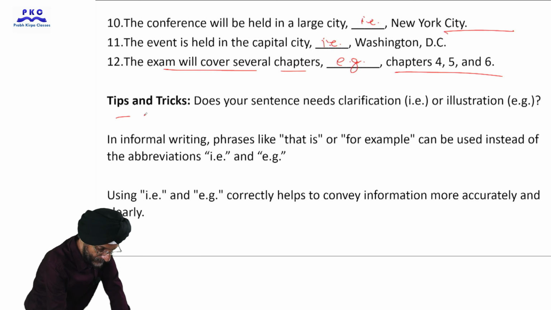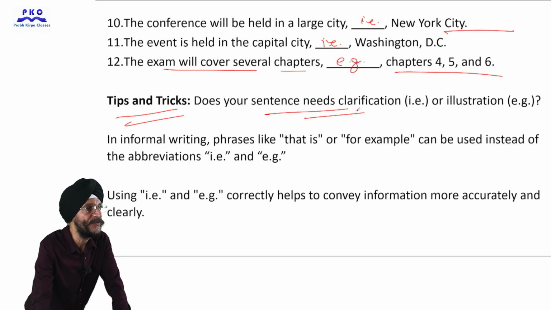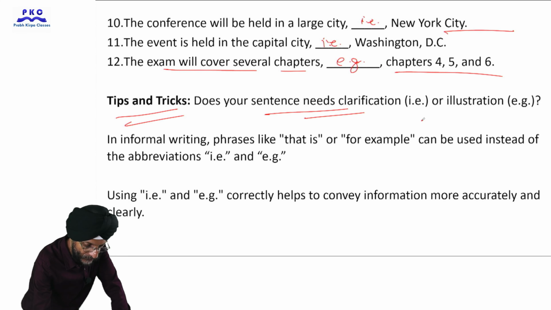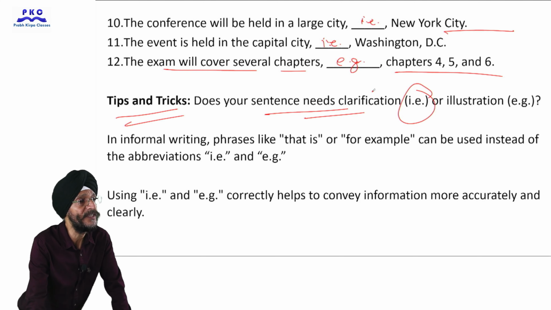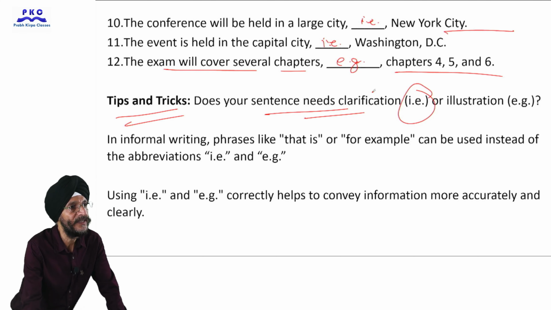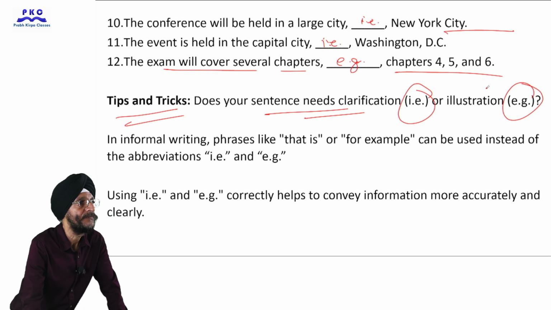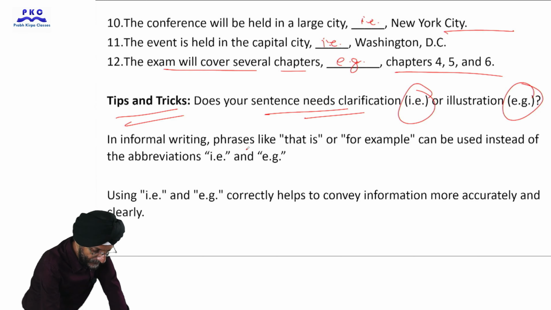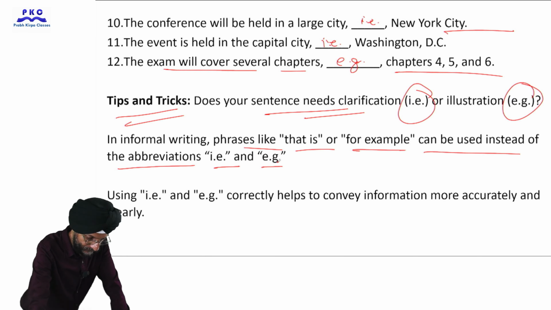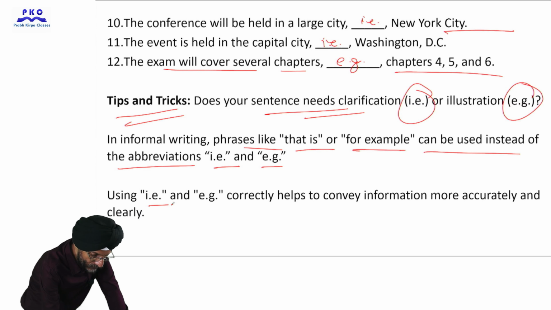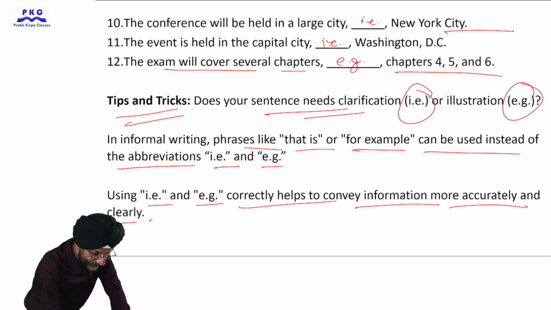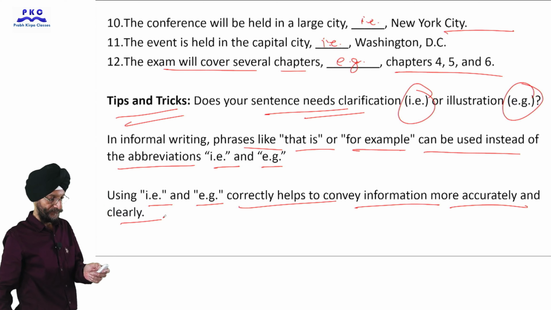Tips and tricks. Does your sentence need clarification? If yes, use i.e., that is. If your sentence requires illustration, use e.g. In formal writing, phrases like that is, for example, can be used instead of abbreviations i.e. and e.g. Using i.e. and e.g. correctly helps to convey the information accurately and clearly.